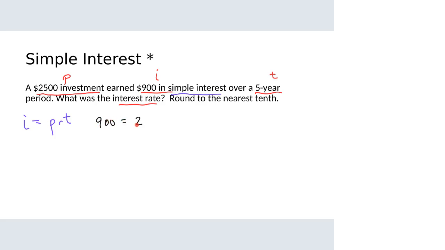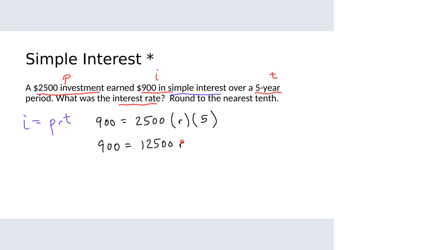So here the interest was $900. The principal was $2,500. The rate we don't know, and the time was 5 years. If any of those numbers don't make sense, make sure you ask. To clean this up and solve for R, we're going to go ahead and multiply 2,500 times 5 on the right-hand side, just to simplify that side of the equation as much as possible. We'll still have 900 over here. We'll have 2,500 times 5, just 12,500.